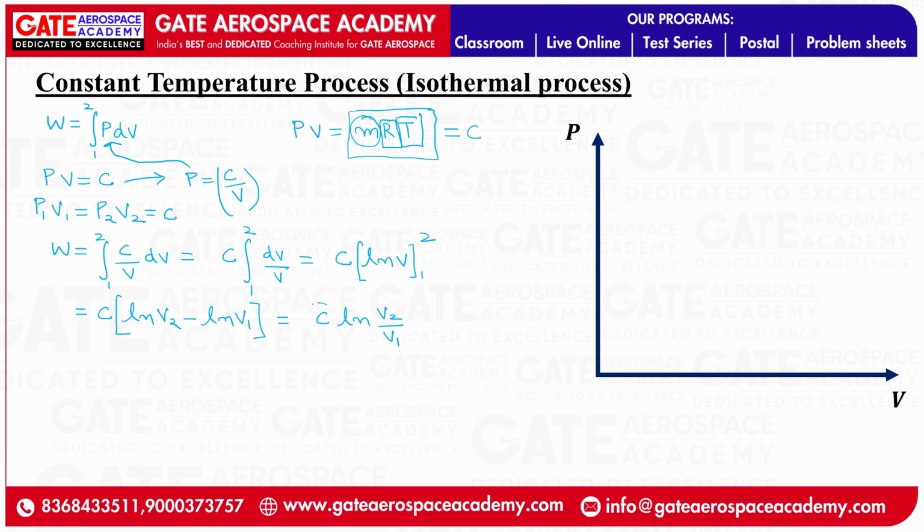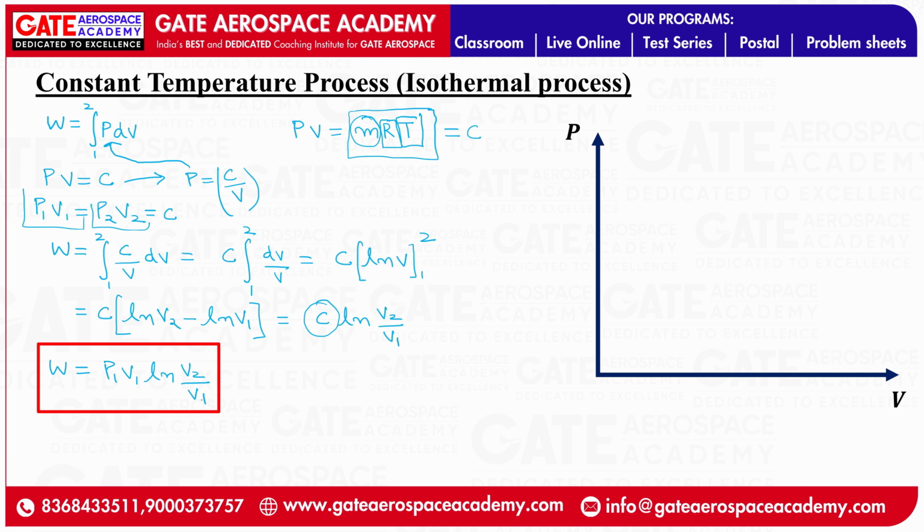Now in place of C, we can write P1 V1, P1 V1 or P2 V2 also. So let's write P1 V1. So we will get the work done formula, that is P1 V1 ln V2 by V1. This will be the work done formula, right? This formula is in terms of volume ratio V2 by V1, right?